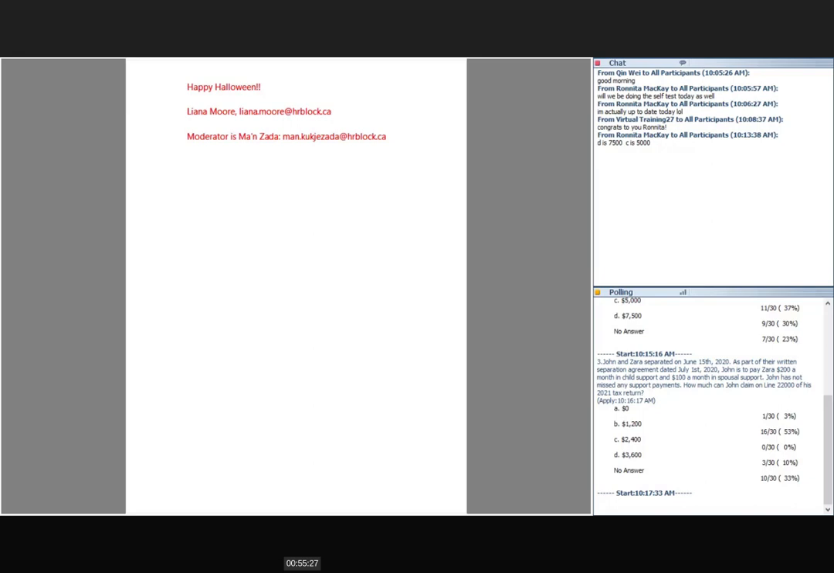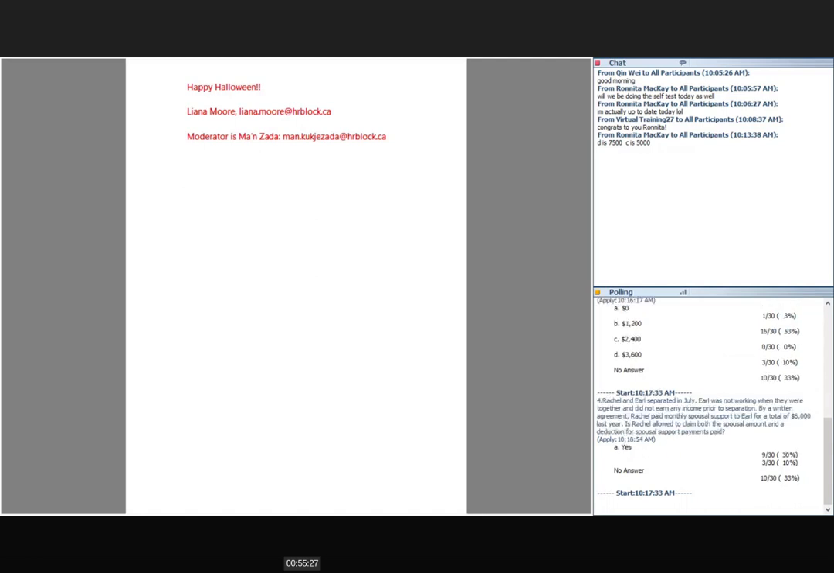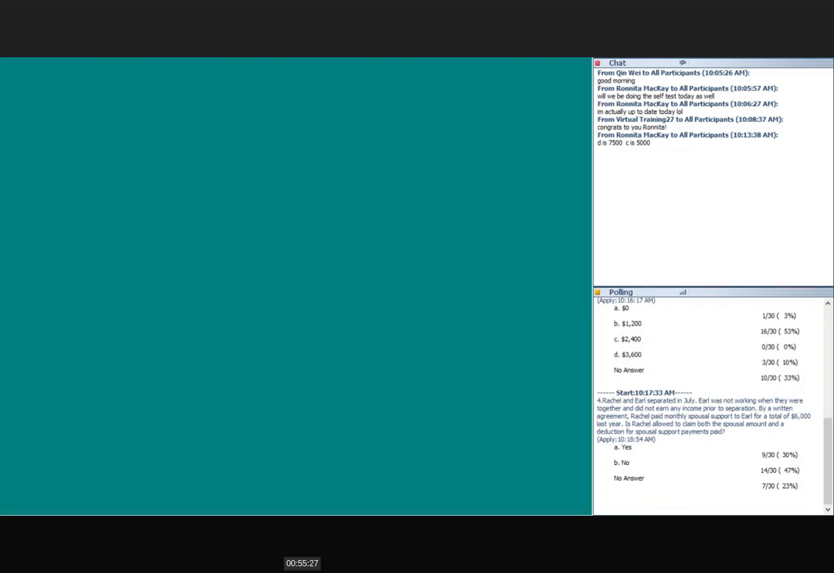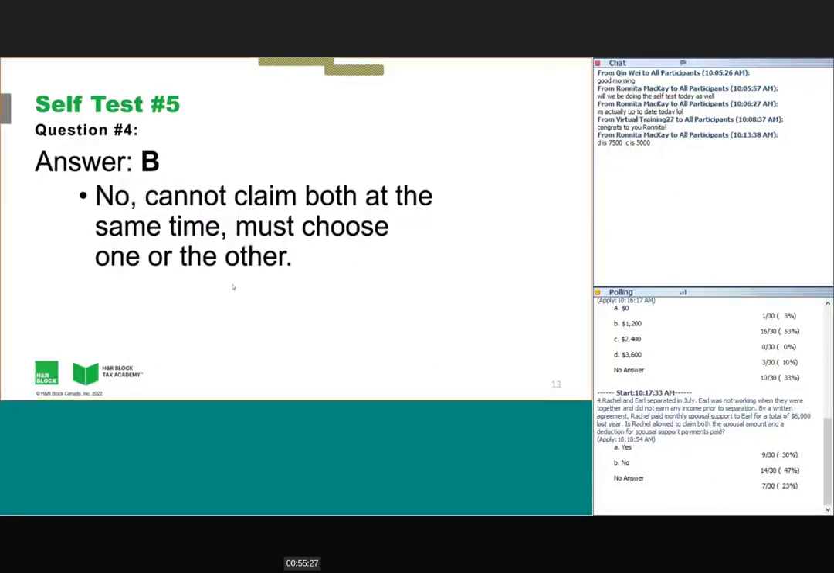Just waiting for the results here. It looks like the majority of you selected no, that Rachel cannot claim both the spousal amount and a deduction for spousal support. So most of you did. So, correct answer is B. No, Rachel cannot claim both at the same time. She must choose one or the other. And this is unique in the year of separation. The year after separation, all she would be able to claim is the spousal support as a deduction.